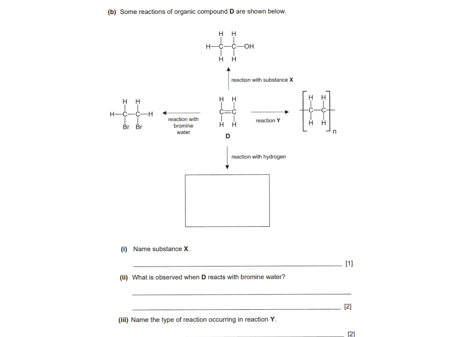Next question. So here are some reactions of organic compound D. And for part 1, we have to name substance X. So that's here. So what you've got to think of here is what do we start with and what do we finish with. So we're starting off with an alkene. So this is an alkene. And this is an alcohol. And the way we can go from an alkene, like ethene, to an alcohol, like ethanol, is by using steam. Now, not water. Okay, it must be steam.